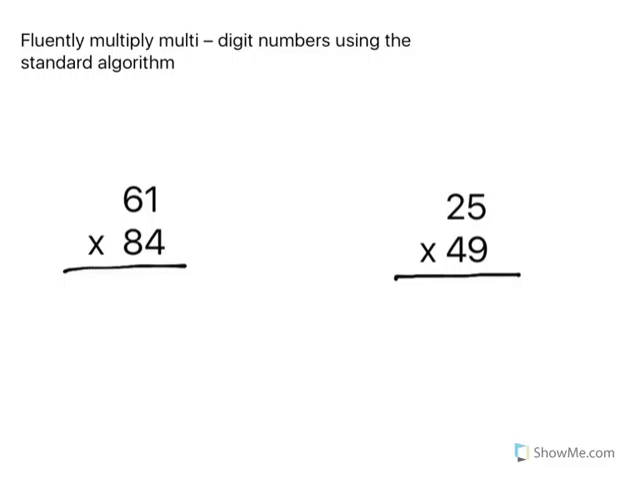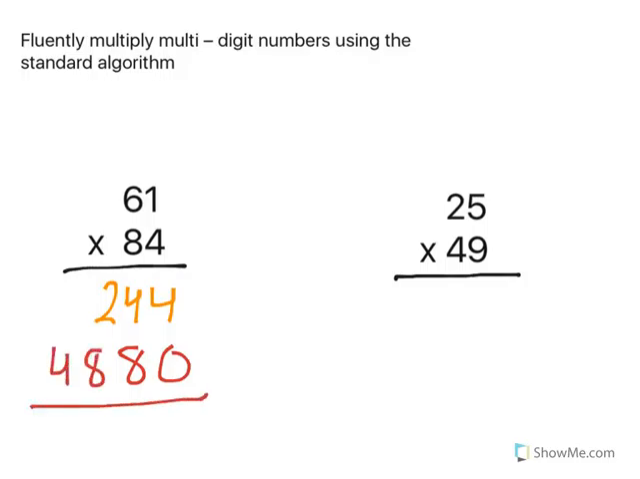On the left-hand side, we'll start with 61 times 84. We do 4 times 1 first, which gets us 4. Then 4 times 6, which gets us 24. Now we move on to the second row, so we add a 0. Then we have 8 times 1, which is 8. And then 8 times 6, which is 48.